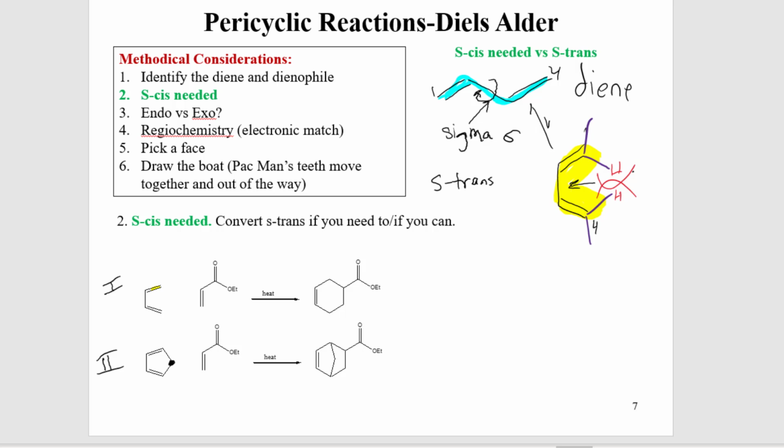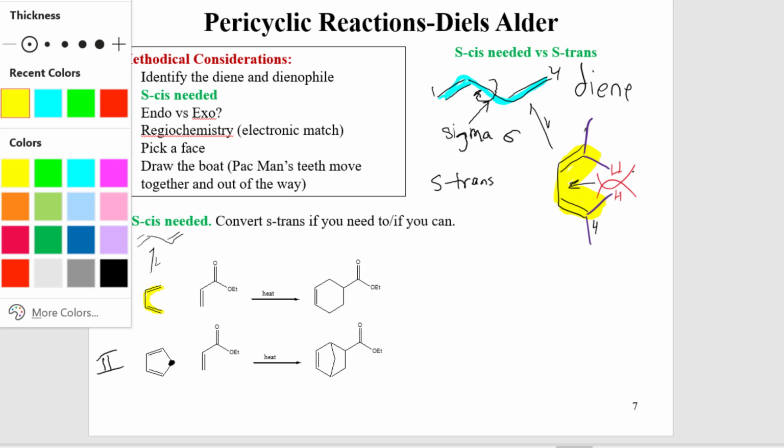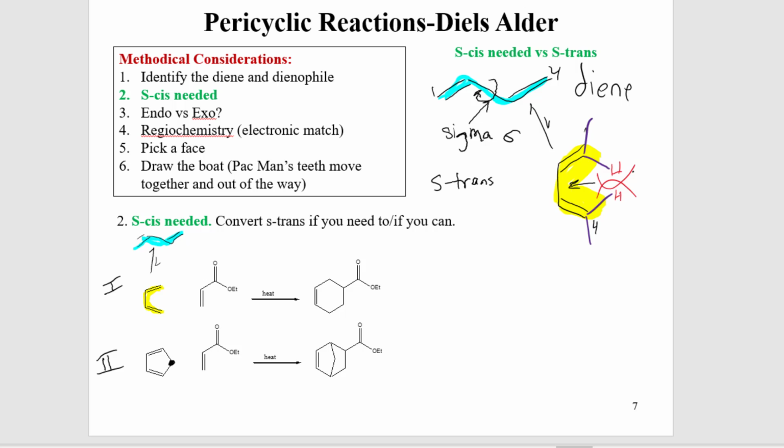In 1, I've drawn it as the Pac-Man, right? However, I just showed you that it's not the preferred configuration, and it is free to rotate and become the S-trans configuration. So you want it to be in the Pac-Man configuration, but it's going to prefer being in the S-trans configuration. So this is going to be more sluggish because you've always got to kind of wait for it to get into S-cis. And when it is, you hope that it reacts.